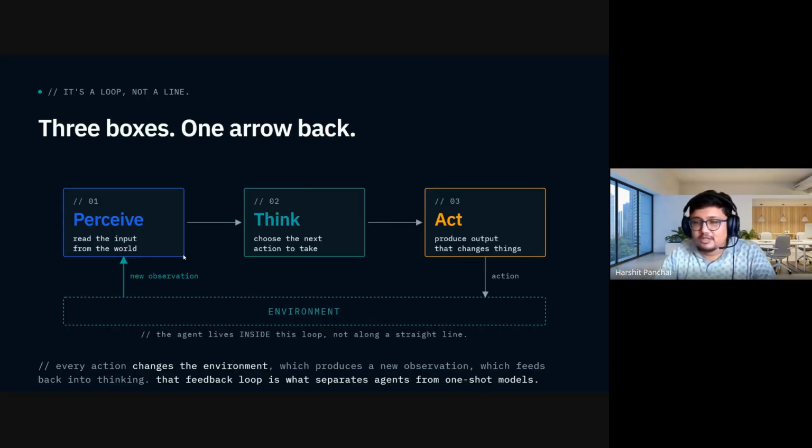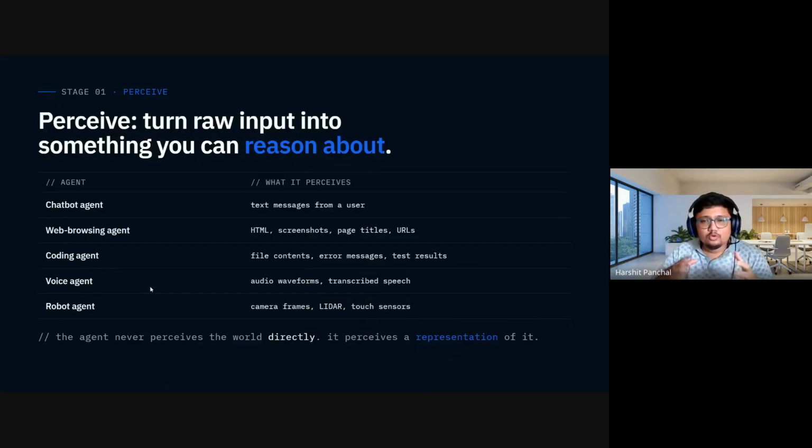So keep this picture in your brain, okay? Take a screenshot of it. Now let's go through each of these things in detail, right? We start with perceive. So what is perceive? Perceive is the act of taking a raw input from the environment and turning it into something that the agent can actually reason about, right? So here you can see different examples of what happens in perceive.